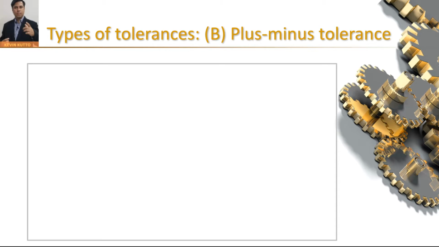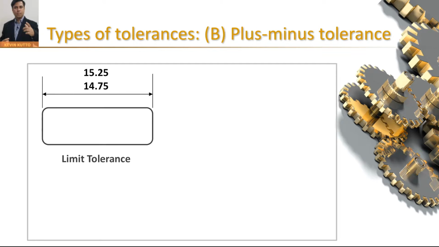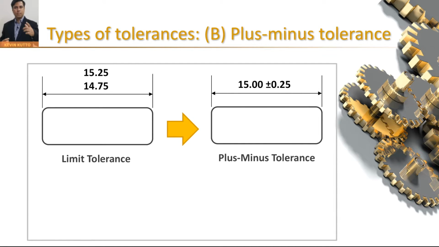The second type of tolerance is plus minus tolerances. In this type, the nominal or target value of the dimension is followed by a plus minus expression of the tolerance. For example, this is my part with the limit sizes. I have 15.25 as my upper limit of size, 14.75 as my lower limit of size. Now if I convert this into a plus minus tolerance, I will have a nominal size which is 15 millimeters. I have taken it as a mean, and then I converted the 0.5 tolerance into plus minus 0.25.